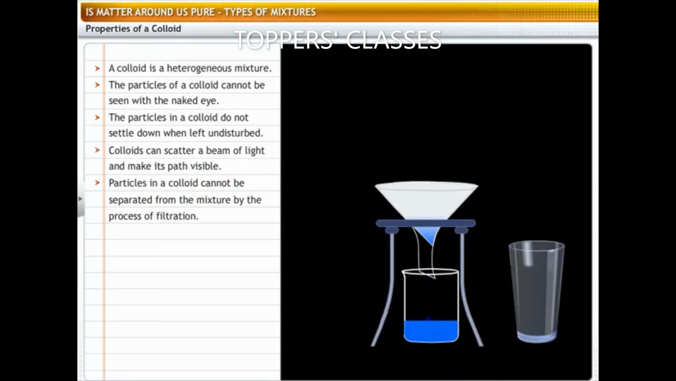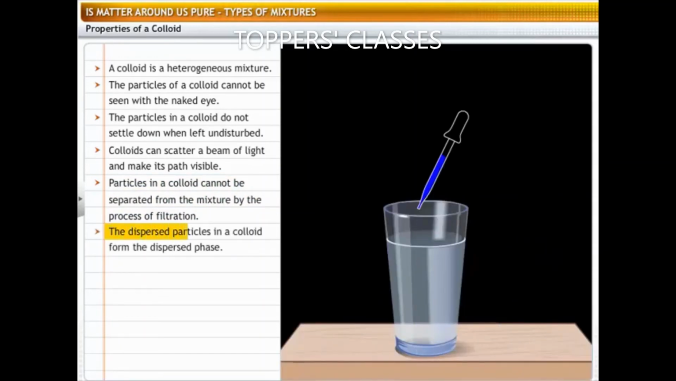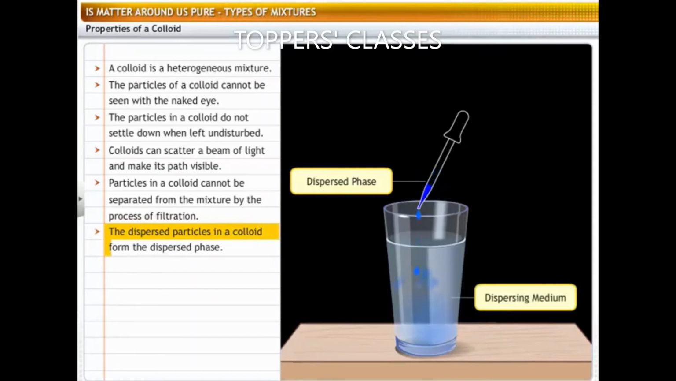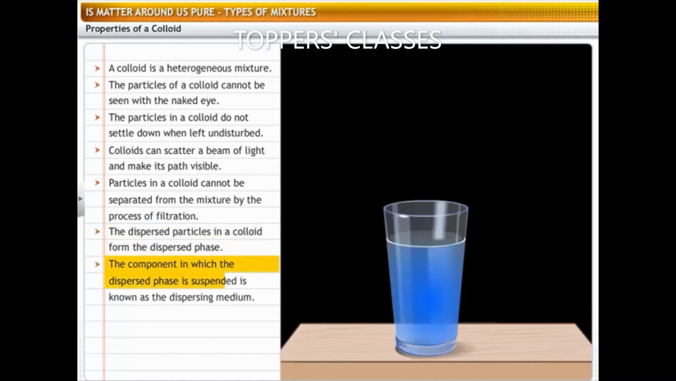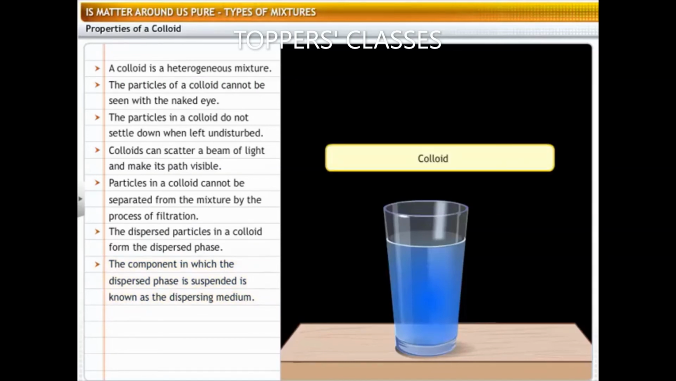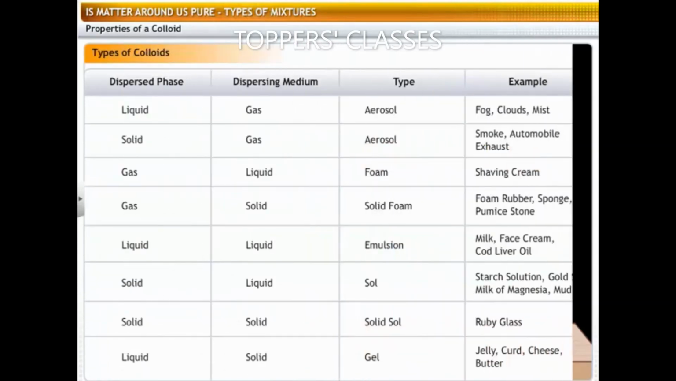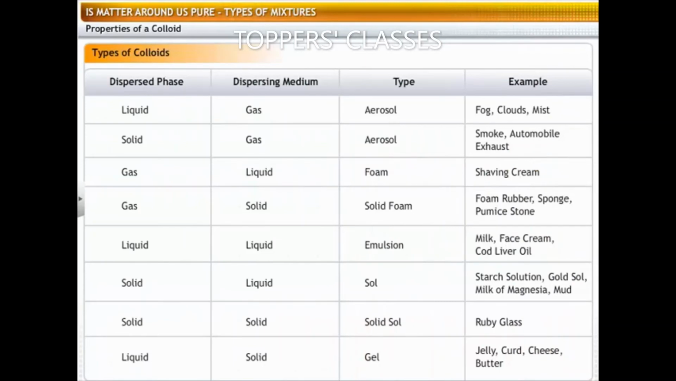A colloidal solution has two components, the dispersed phase and the dispersing medium. The solute-like component, or the dispersed particles in a colloid, form the dispersed phase. The component in which the dispersed phase is suspended is known as the dispersing medium. You can classify a colloid according to the state of the dispersing medium and the dispersed phase. There can be many types of colloids. The table shows you examples of colloids based on their dispersed phase, dispersing medium, and type.